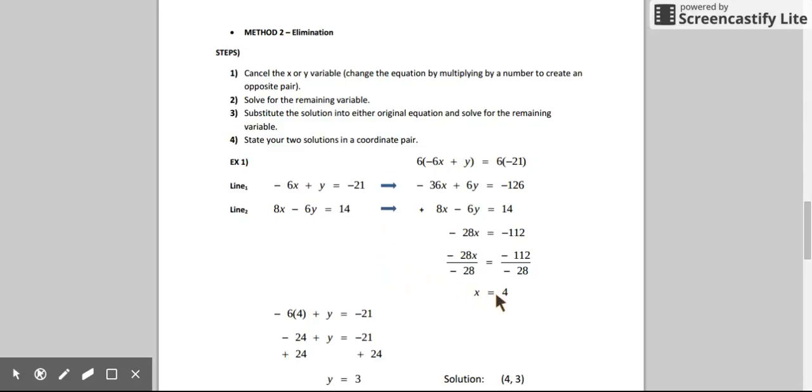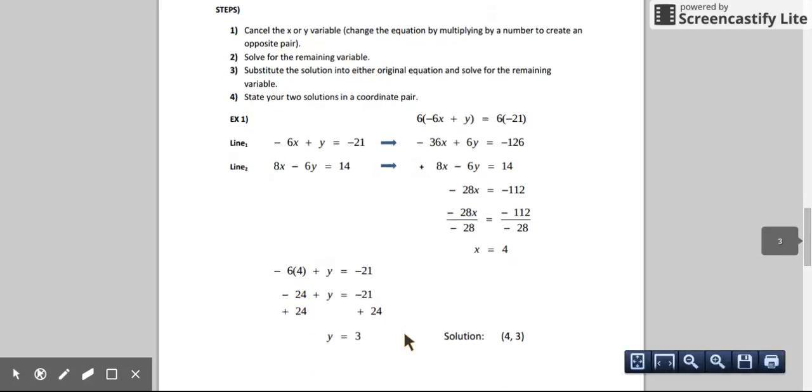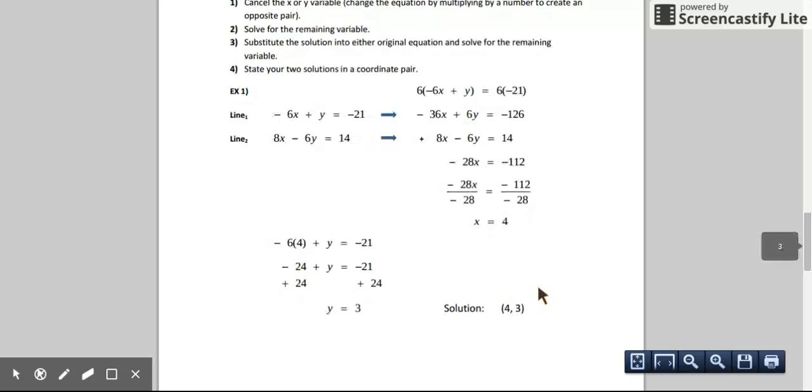So I'm plugging 4 in for x. So rather than negative 6x, I have negative 6 times 4. Rewrite the rest, plus y equals negative 21. Simplify, negative 6 times 4 is negative 24. And to solve for y, we're going to add 24 to both sides and get y equals 3. So now that we have both of our variables for a coordinate, we can put it in coordinate pair form and state the intersection point, which is the solution to the system.